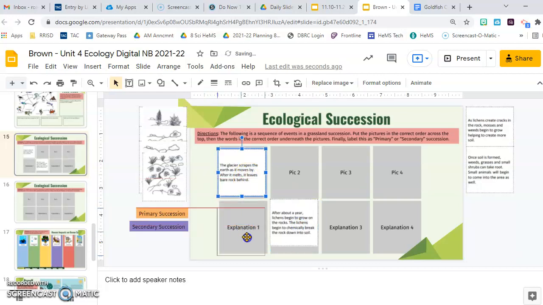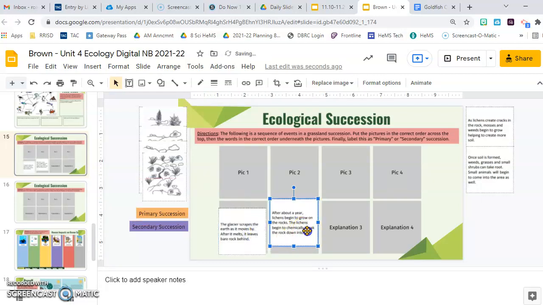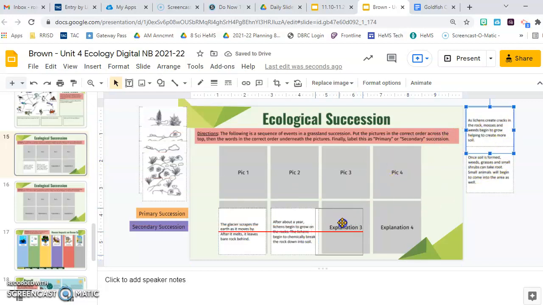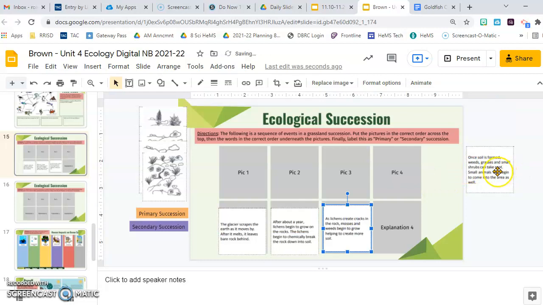I'm going to put these at the bottom here. You can drag and drop these along with me. As lichens break the rocks, very good. And so our last friend is there. So let's find some pictures that match these.